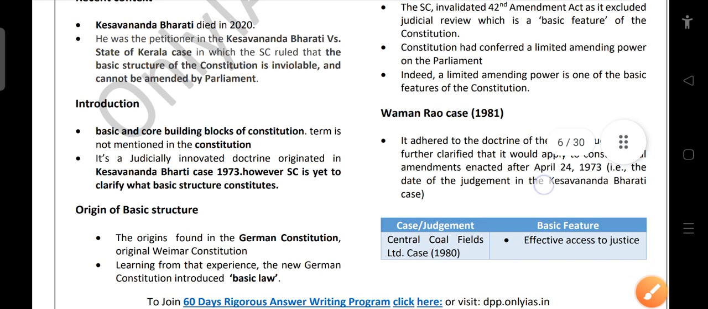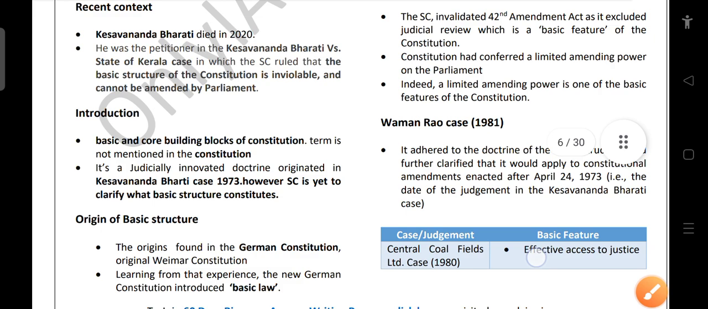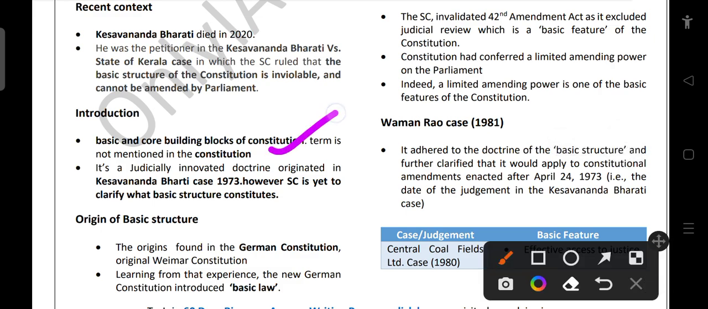So what is the introduction? Basic and core building of our Constitution. The term is not mentioned in our Constitution. So basic structure is the core building, and the term basic structure is not in our Constitution. It is a doctrine derived by our Supreme Court. It's a judicially innovated doctrine originated in the Kesavananda Bharati case 1973. However, the Supreme Court is yet to clarify what basic structure constitutes because it is an evolving doctrine.